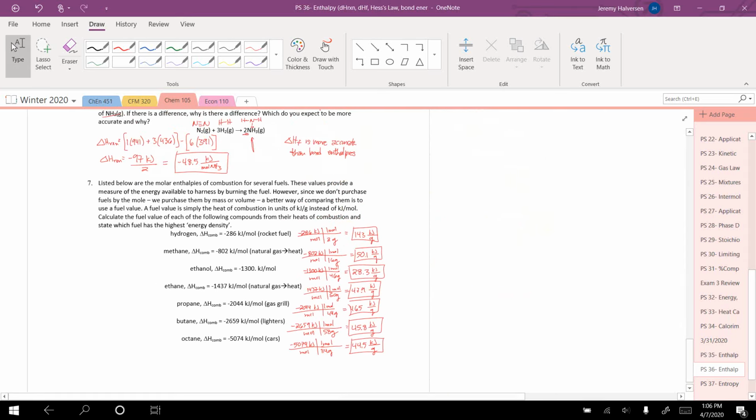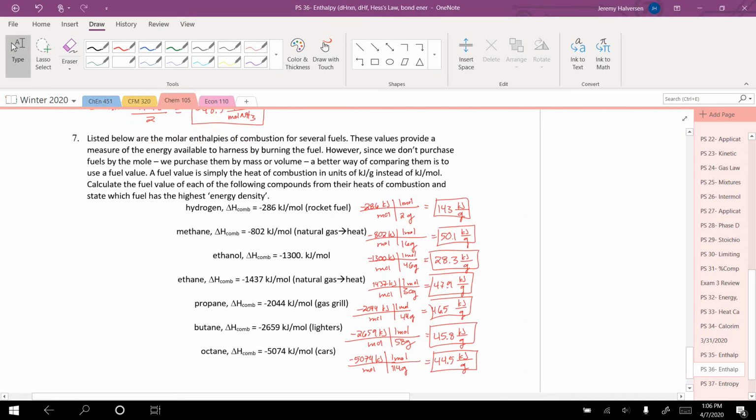There we go. So we had our enthalpies in kilojoules per mole. We converted them all to kilojoules per gram. It wants to know, state which fuel has the highest energy density. That would be hydrogen by a long shot because it is so light.